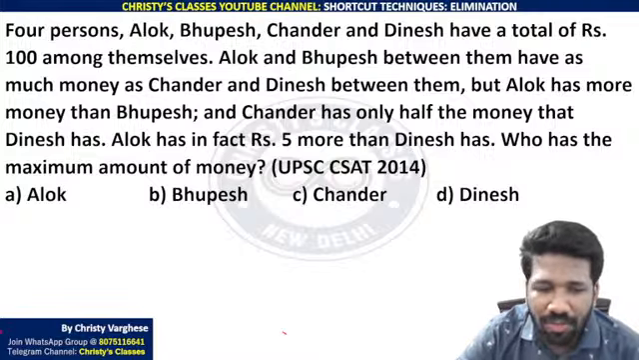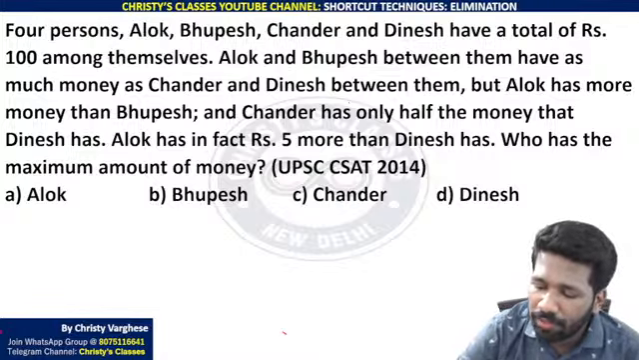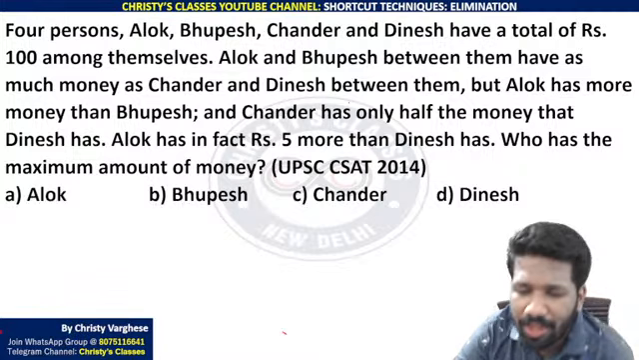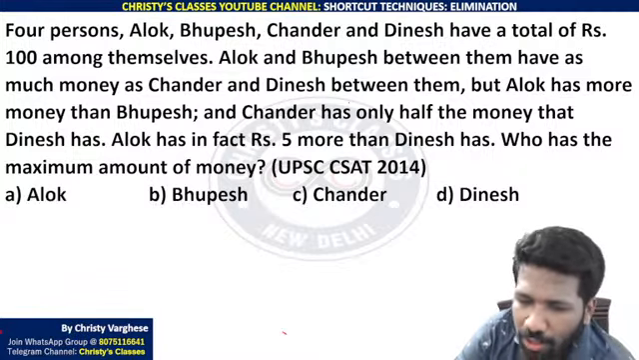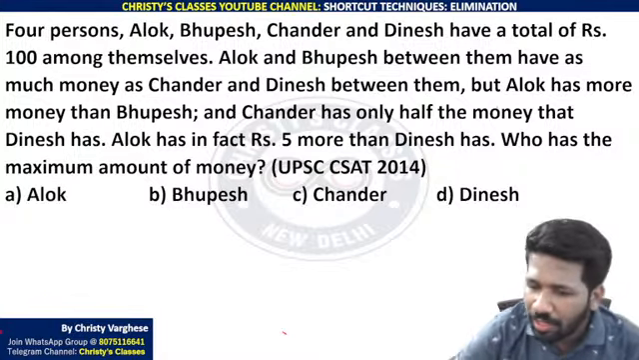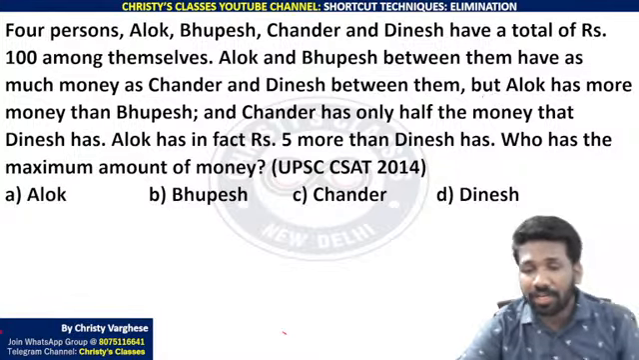Alok and Bhupesh between them have as much money as Chandar and Dinesh. That is a complicated statement because, like we can write an equation, but that does not give you any direct elimination or any direct conclusion. That you have to solve again. That is why we will wait for an easier sentence. That is possible in many questions.